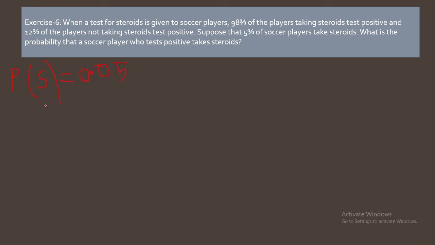Now if P of S is 0.05, then the probability of not taking steroids, or P of S prime, is 1 minus P of S, which is 0.95, right? So now what else do we have? We have that 98% of the players taking steroids test positive.